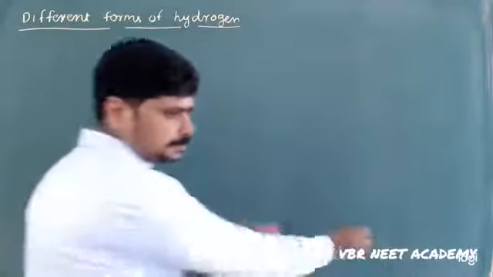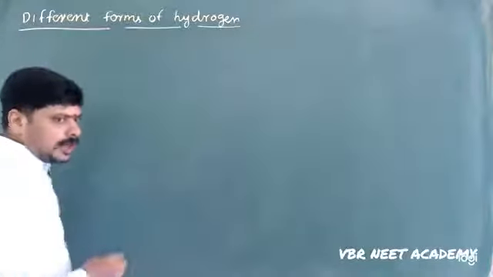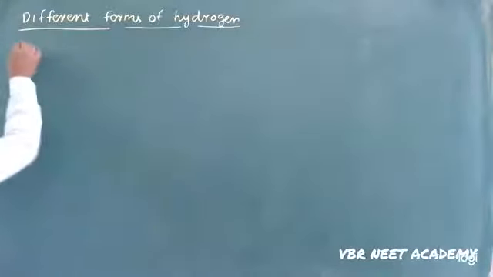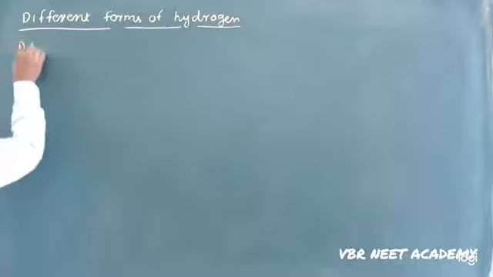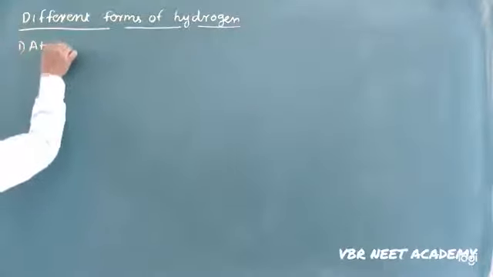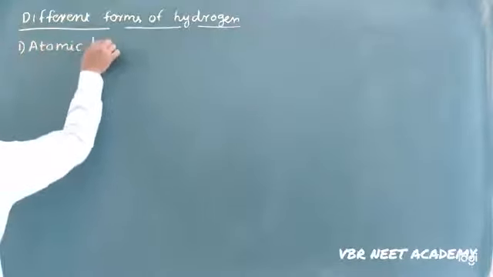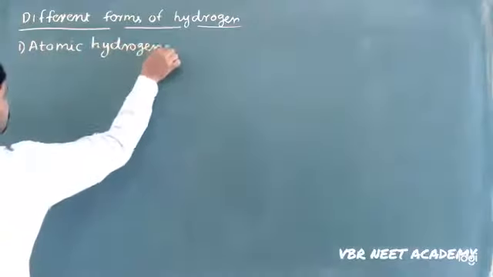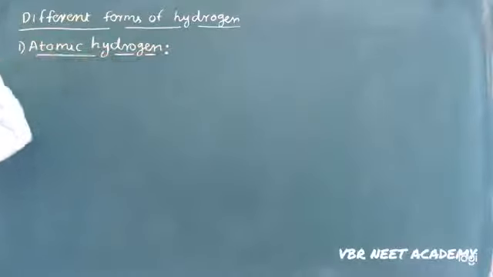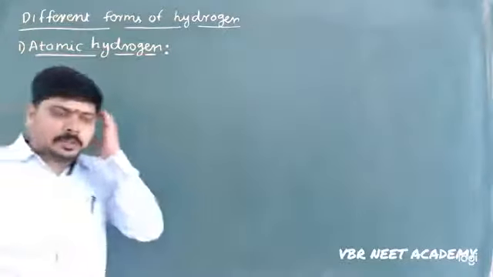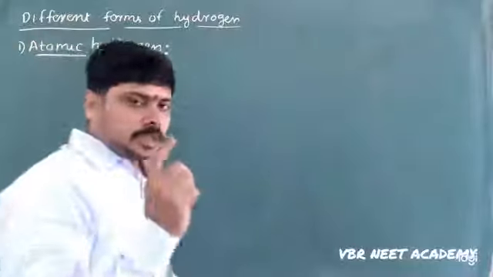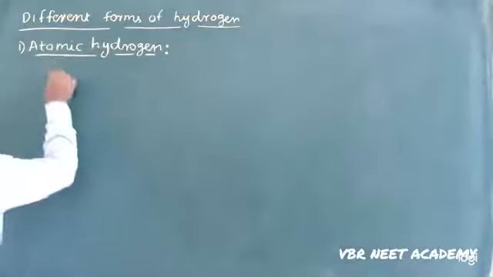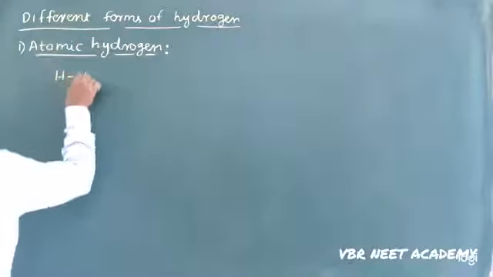Okay. So, different forms of hydrogen. The first one is going to be atomic hydrogen. So what is atomic hydrogen? When we take the hydrogen molecule, how are we going to get this one?